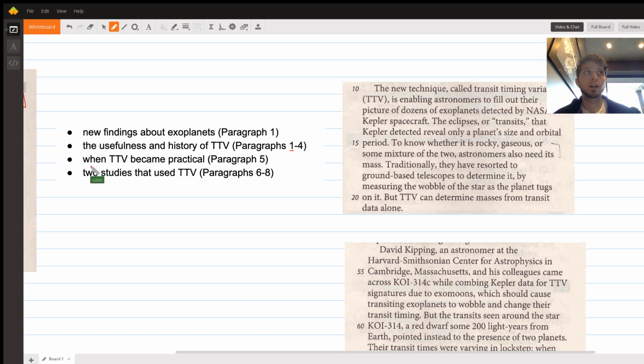In paragraph 5, we get another shift when they start talking about TTV becoming practical, which is another shift in the passage. Then finally, we get the last paragraphs, 6 to 8, which is 6 to 9 actually, where we have two studies that talk about using TTV. That's the shift. We could expect to find something in between here, in between here, in between here.